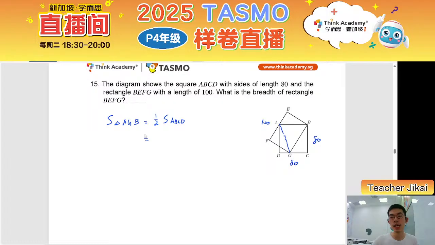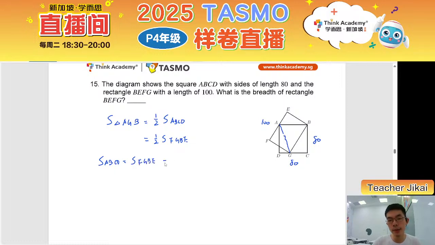And also the AGB's area will be half of the AFGBE. They are both half models. So you can see the AGB is half of both. So it means both of the areas here should be what? Should be equal, right? So you can see ABCD will have the same area as the FGBE.